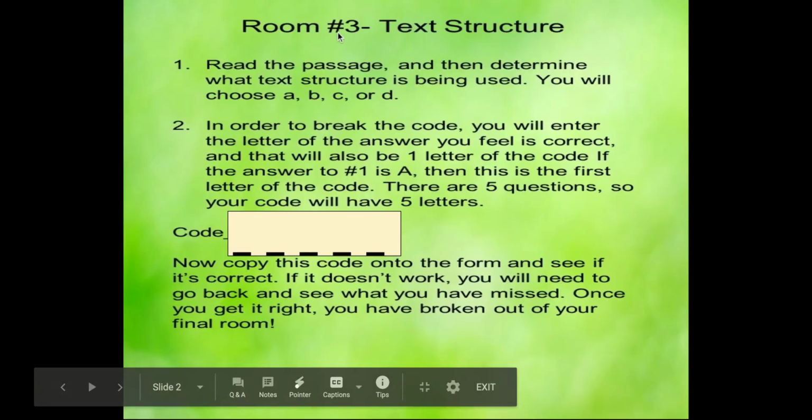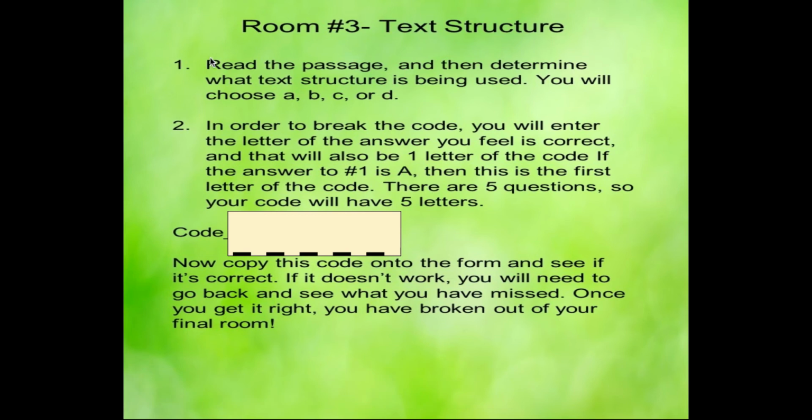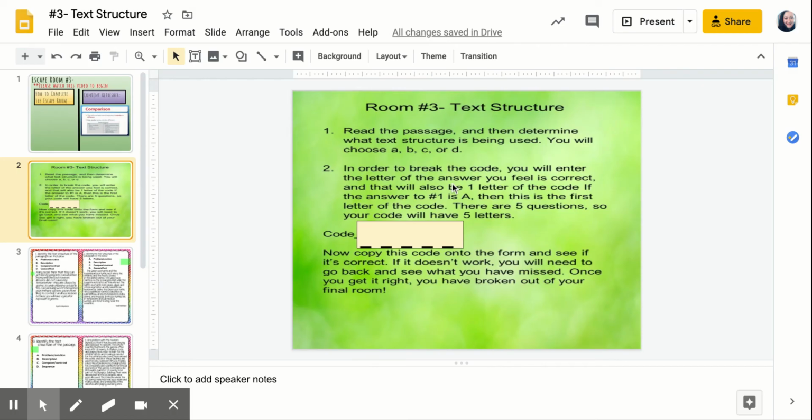So this is escape room number 3, text structure. It says read the passage and then determine what text structure is being used. You will choose A, B, C, or D. In order to break the code, you will enter the letter of the answer you feel is correct, and that will also be one letter of the code. And so they give you an example here. I'm just going to show you.